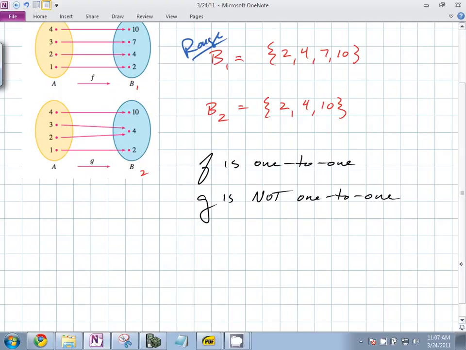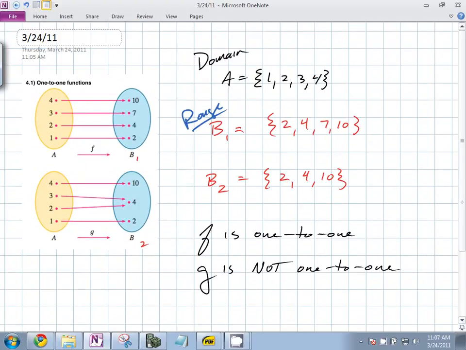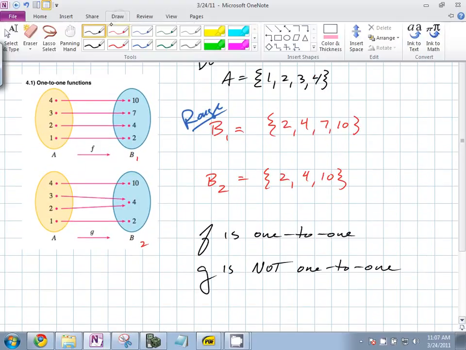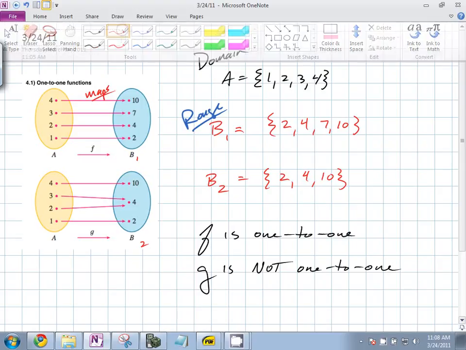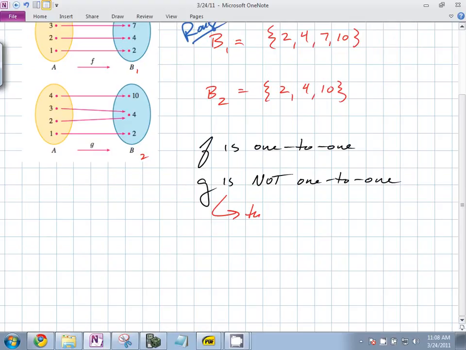What we're going to, I've said it before, but I want to make it very clear. You can think of those red arrows as the word maps. 4 maps to 10. The function f maps 3 to 7. The function f maps 2 to 4, maps 1 to 2. In this case, the problem we're running into is two inputs map to the same output. And this is something that's important here, two different.